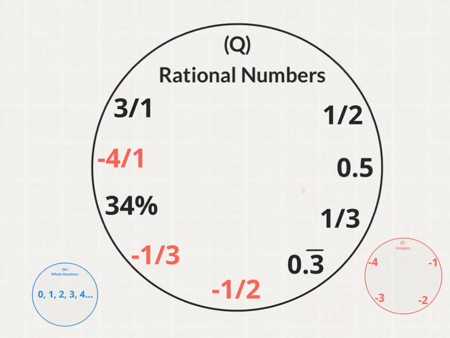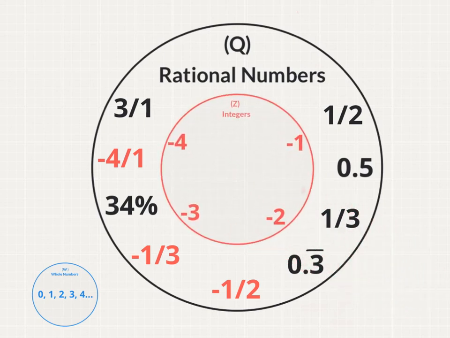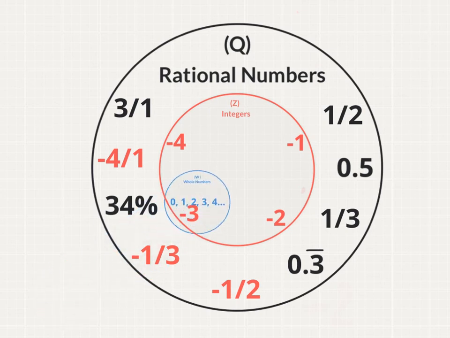So let's wrap up this lesson now. We talked about three sets of numbers. Rational numbers, whose symbol is the letter Q, is any number that can be written as a fraction, which of course would include fractions, decimals, repeating decimals, negative fractions, percents, integers, and whole numbers. Rational numbers are made up of all of those examples, including integers and the set of whole numbers.